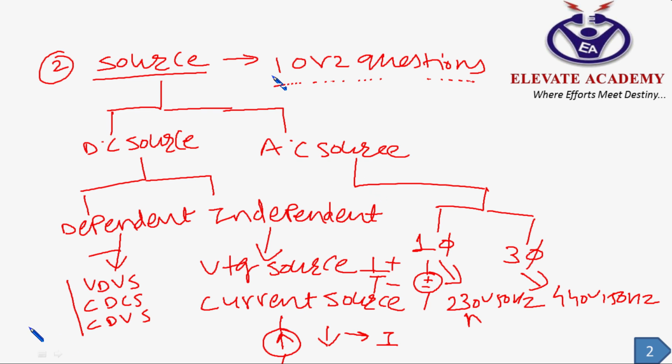Then the third part that I have discussed in the earlier case, or the third part of this network theory, depends on your combinations of resistances.